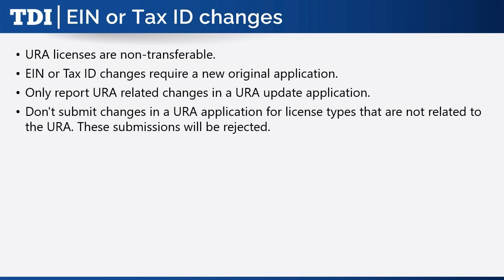This means that a URA cannot change its EIN or tax ID number and continue to use the same URA license under that new EIN or tax ID number. Instead, the URA must submit a new original application if it foresees that it will have an EIN or tax ID change, so a new URA license number can be issued to support that new business.